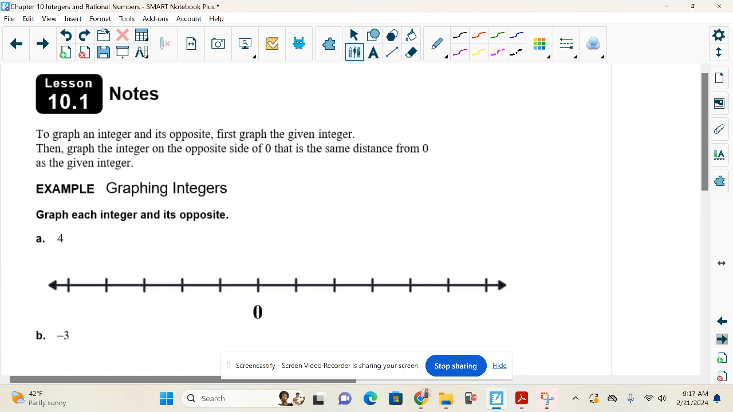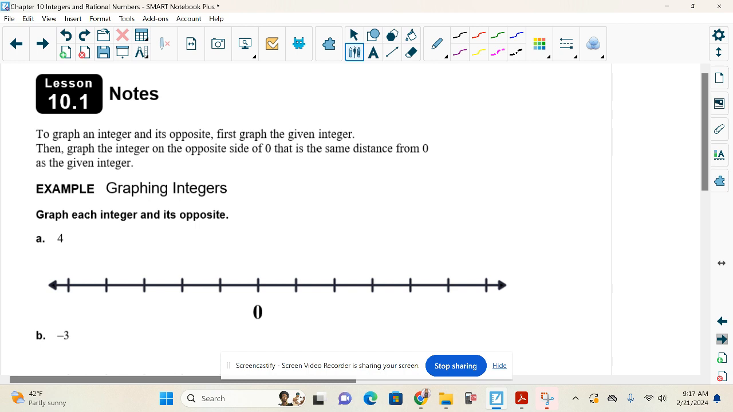Then we talked about a number's opposite. The opposite of 4 is negative 4. The opposite of negative 3 would be positive 3. We also talked about the opposite of the opposite. Did we talk about that with you guys? The opposite of the opposite?